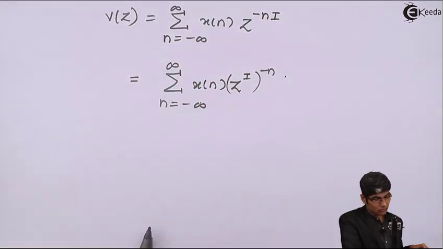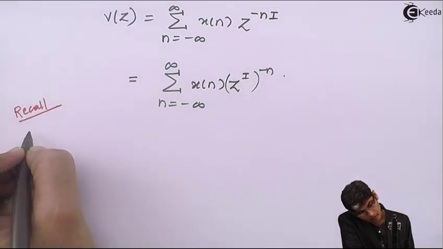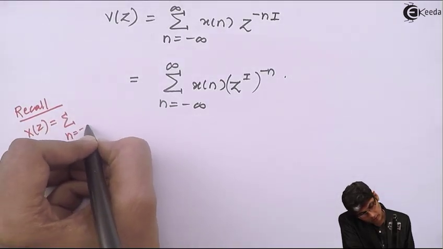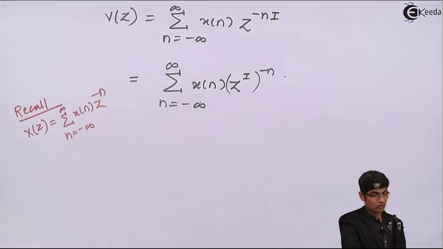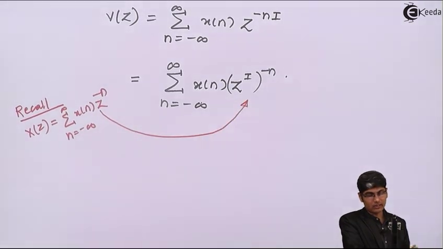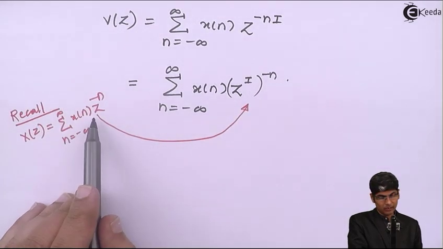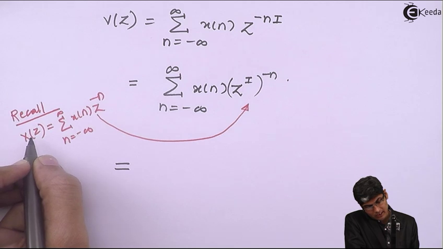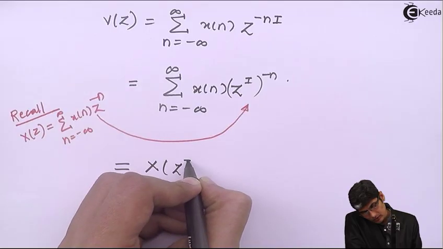Okay. Now, just to recall, x of z is equal to summation n going from minus infinity to plus infinity, x of n z raised to minus n. Correct? Right. So, in place of z, now I have z raised to I. So now we have z raised to I in place of z raised to n. So what I will do is replace x of z with the new variable. So I will get this as x of z raised to I.